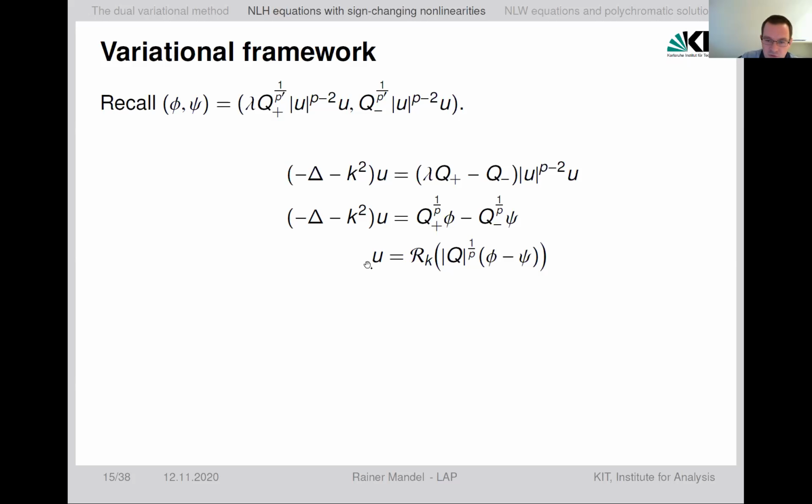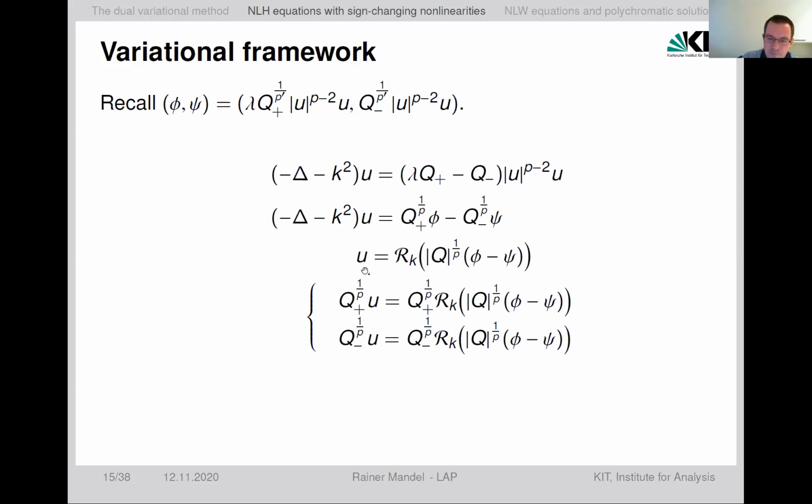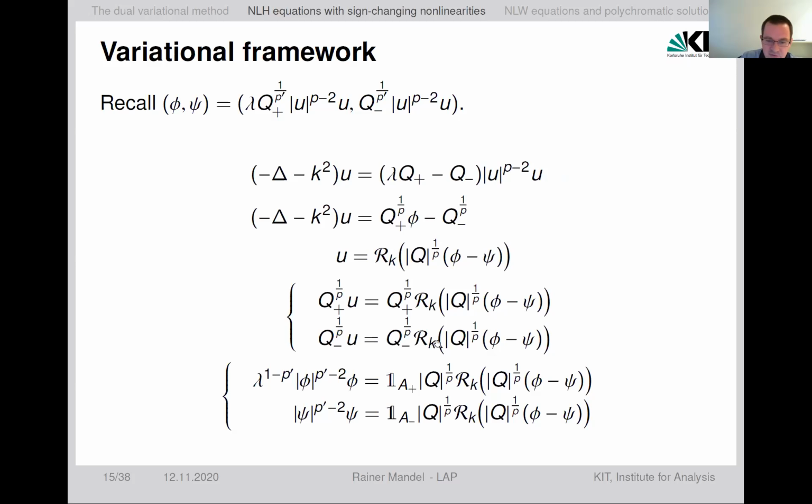So what do we do? We split this up. This is now an equation on the positivity set, and this is an equation on the negativity set. And this can be simplified even further. Now, with this strange prefactor here in front, we can write it like that. And this is the Euler-Lagrange equation of a function, namely of this one.